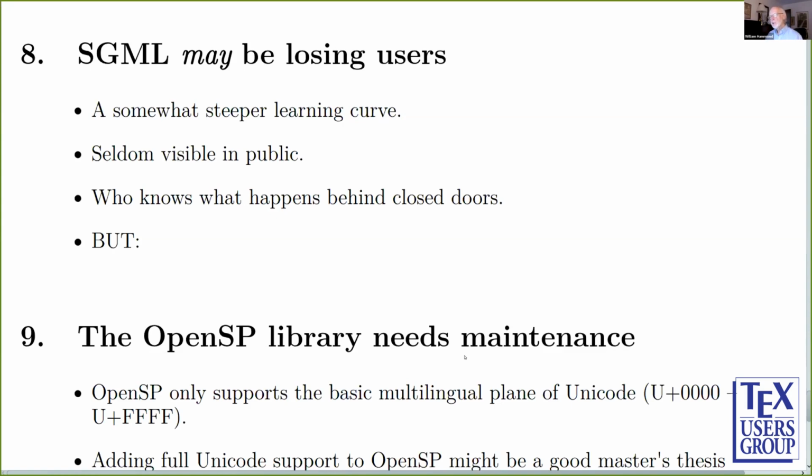But anyway, there is a sense, I mean, there's not so much publicly available new software coming out. And so there is this sense that SGML may be losing users. We don't know what happens behind closed doors. And then I say, but the things that I know that I didn't want to put in writing, there is at least some use of SGML going on behind the scenes.